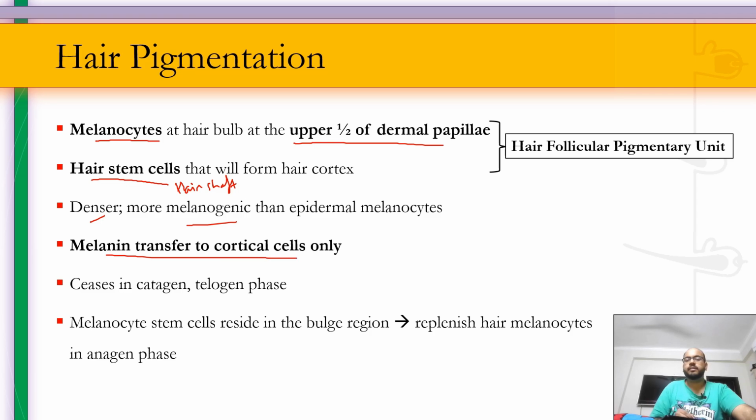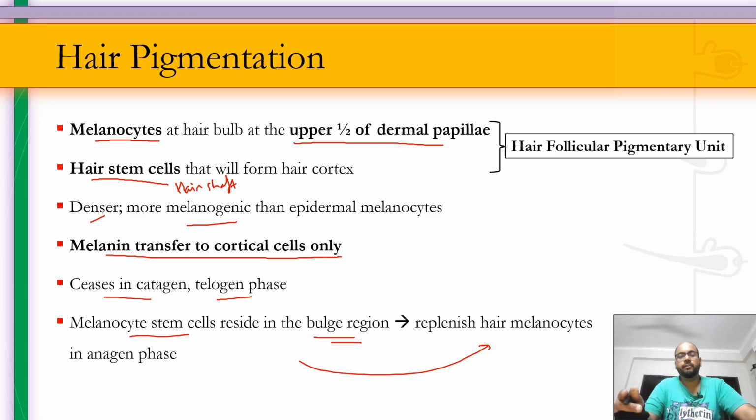Melanin transfer is done only to the cortical cells. So the cells that will eventually form the cortex will be the cells which will get color. The medulla is not colored. The other hair layers are not colored. It's the cortex which is colored. This process stops in catagen and the telogen phase and it gets reactivated in the anagen phase. Clear? The melanocyte stem cells reside in the bulge region, and these melanocyte stem cells are responsible to replenish hair melanocytes in the anagen phase.